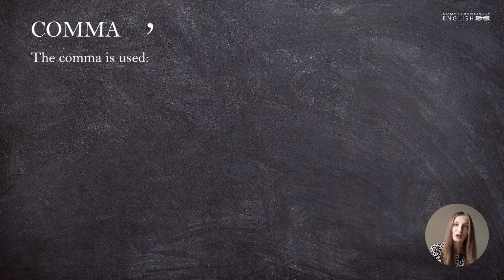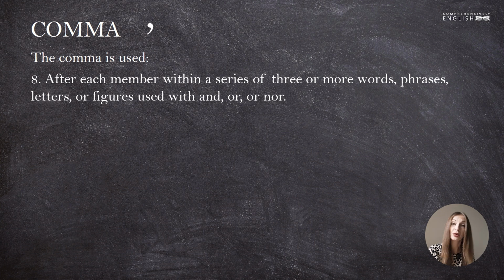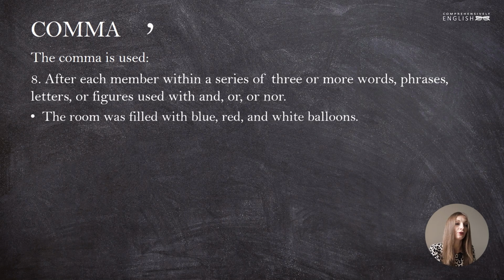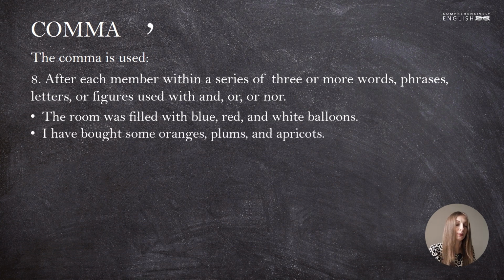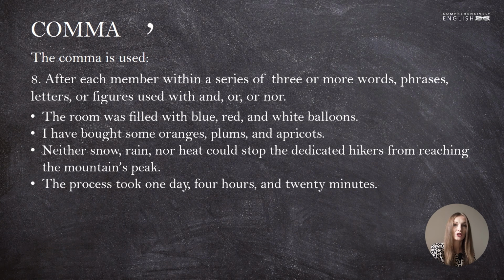The next place where we should use the comma is after each member within a series of 3 or more words, phrases, letters, or figures used with and, or nor. Examples. The room was filled with blue, red, and white balloons. I have bought some oranges, plums, and apricots. Neither snow, rain, nor heat could stop the dedicated hikers from reaching the mountain's peak. The process took 1 day, 4 hours, and 20 minutes.